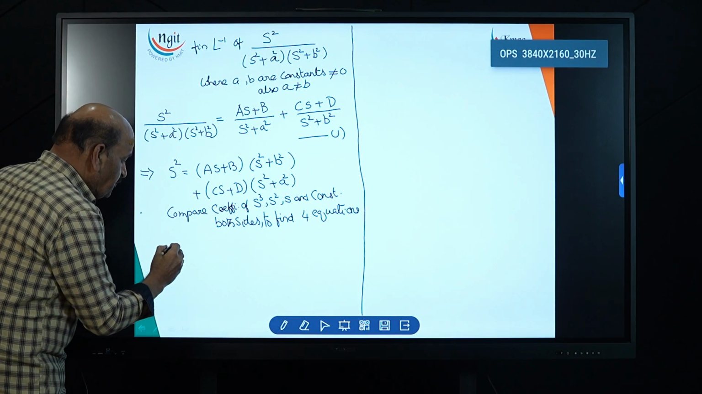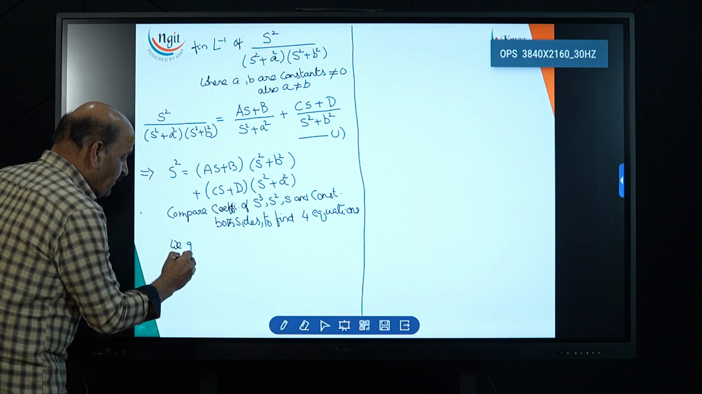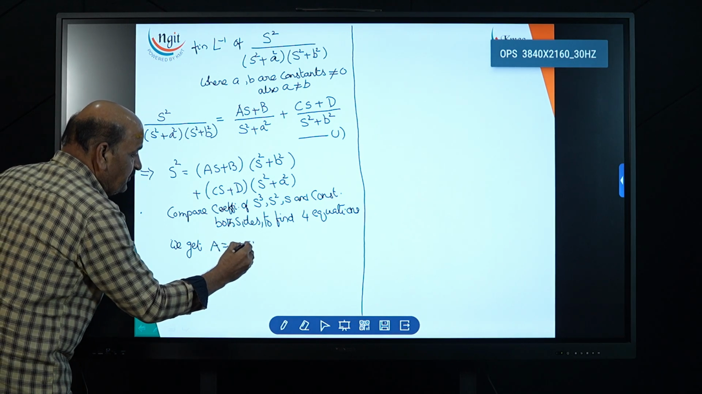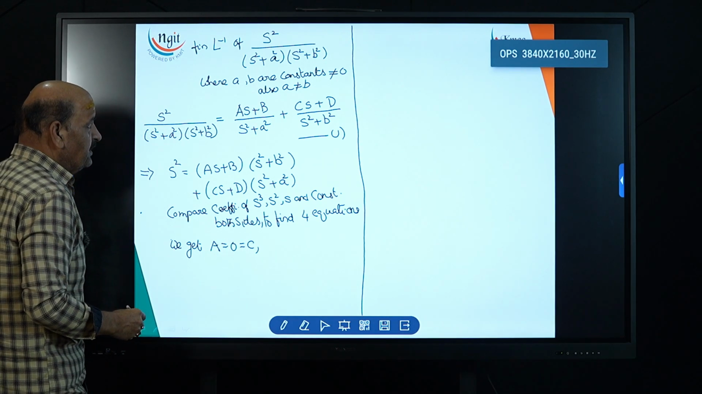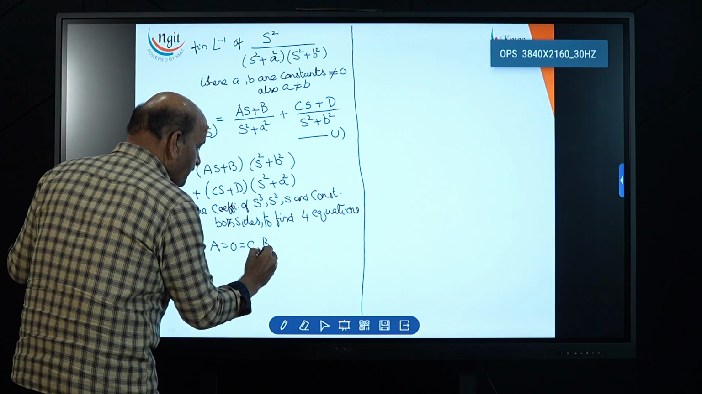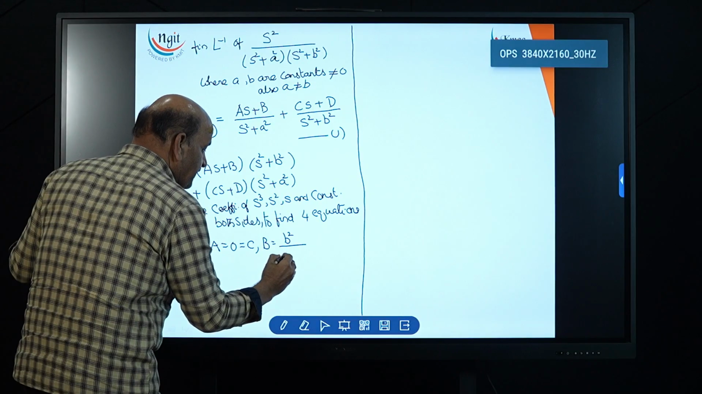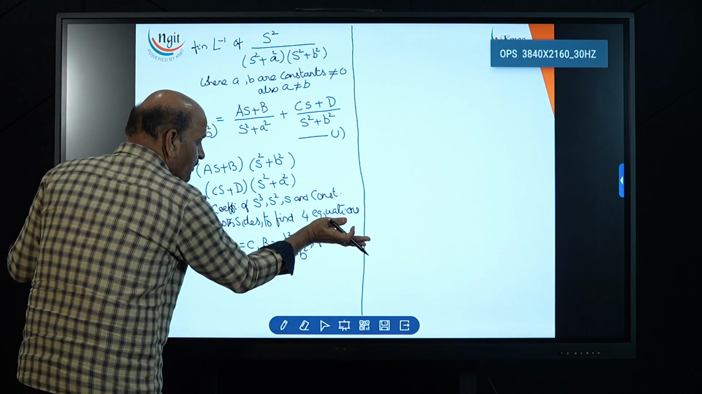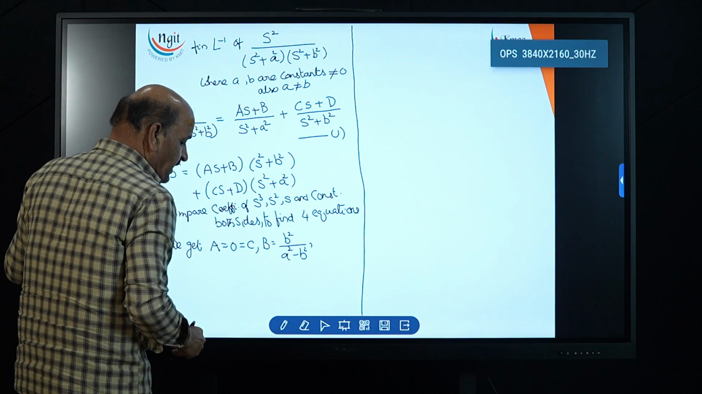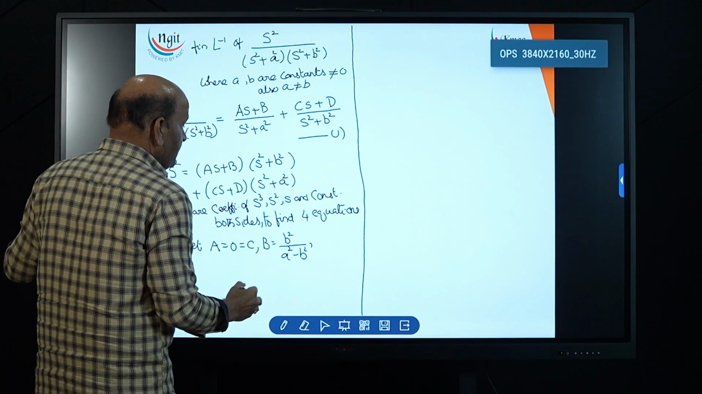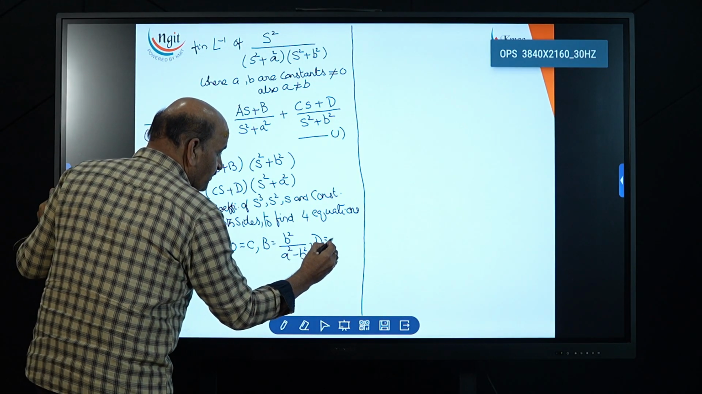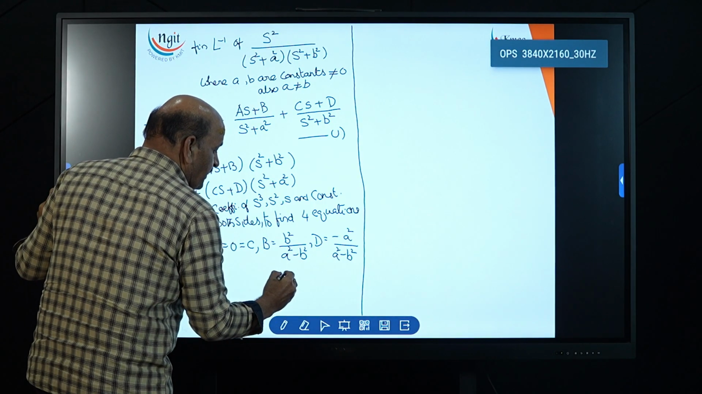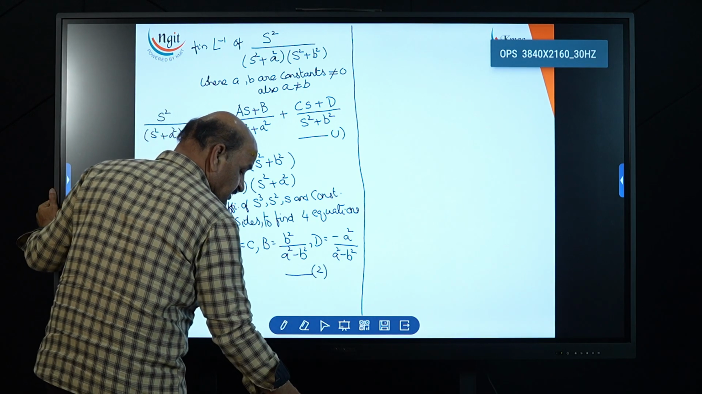After solving, we get a equal to 0, that equals c. Got it? B equal to b square by (a square minus b square), and d equal to minus a square by (a square minus b square). Now let it be equation 2. Understanding?